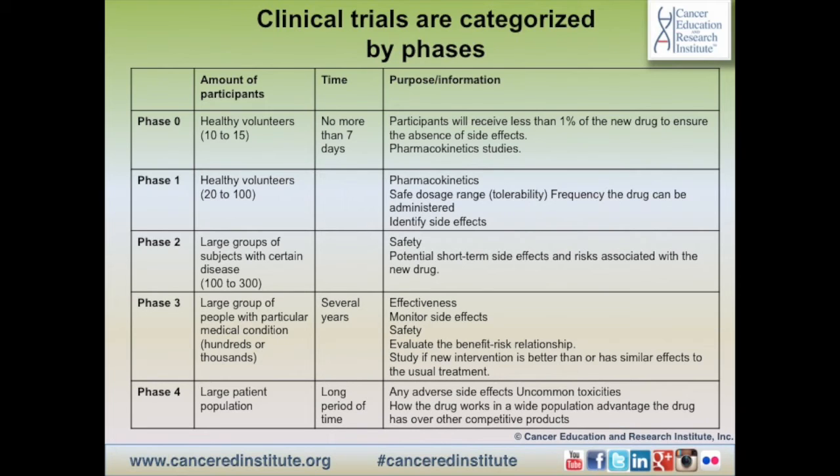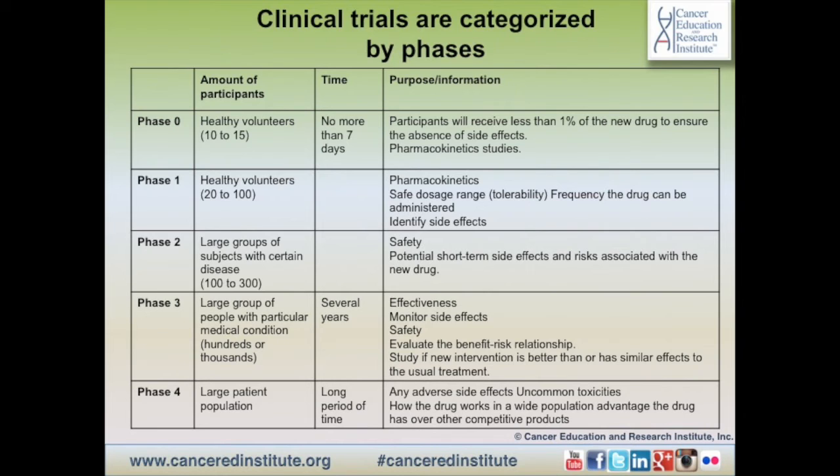Phase 3 clinical trials involve large groups of people with a particular medical condition, and those numbers are from hundreds to thousands. And phase 4 clinical trials involve a large population of patients. In phase 0, the length of the study is no more than 7 days. In phase 3, those are several years, and phase 4 is a long period of time.